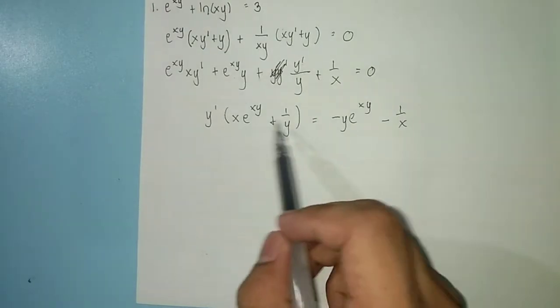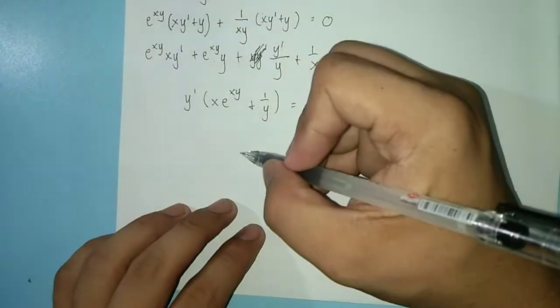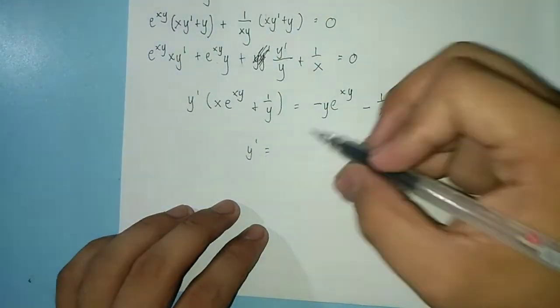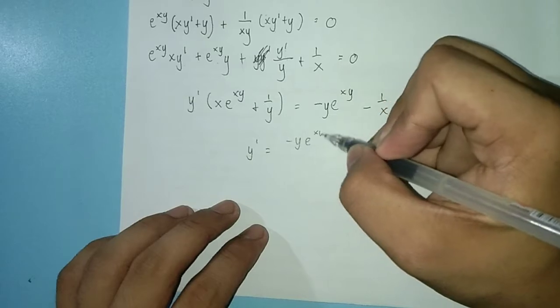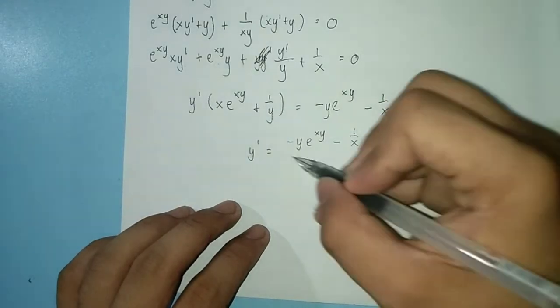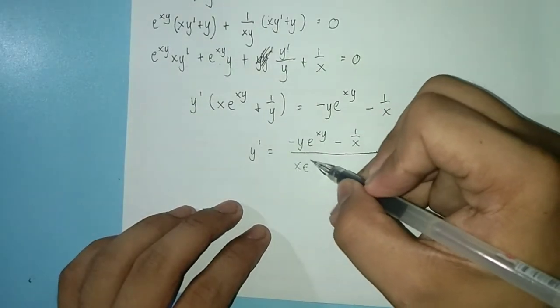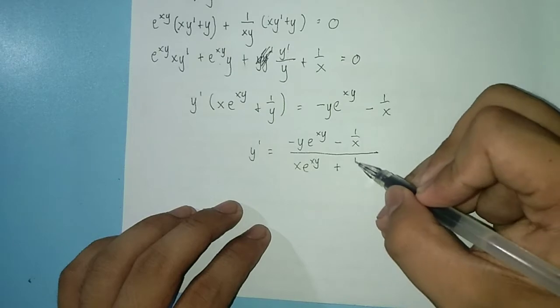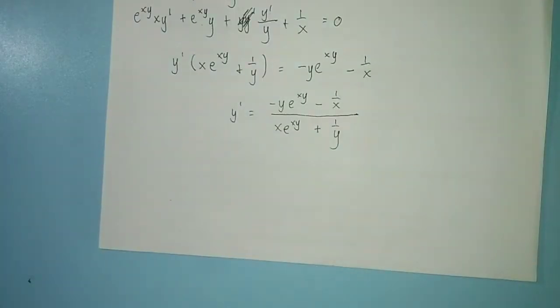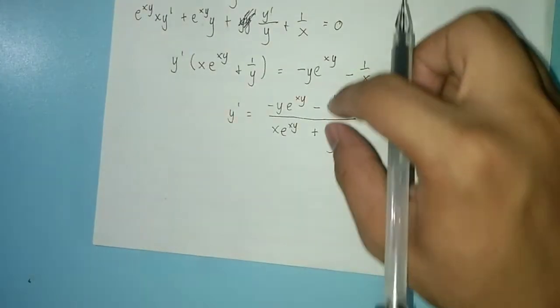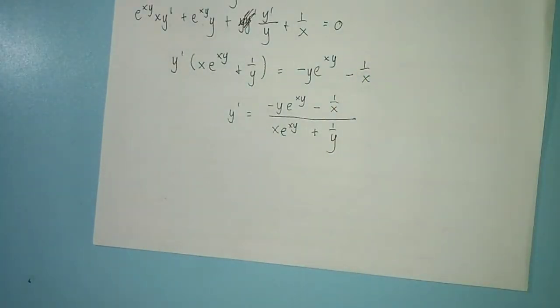So divide both sides by dito. So magiging y prime equals negative y e raised to xy minus 1 over x all over x e raised to xy plus 1 over y. So, ang problema dito, complex fraction pa siya. Okay, so kailangan natin mag-multiply sa numerator and denominator by xy para matanggal yung complex fraction at maging single fraction na lang siya.